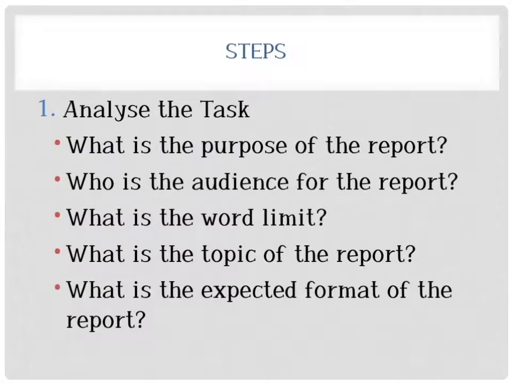Okay, next we come to the steps in writing a research report. Step 1 is analyze the task. As with any assignment task, you must first analyze what is expected of you. This involves careful reading of the assignment task as outlined in your course information book. You may find the following questions useful when analyzing the task. The first one is, what is the purpose of the report? And then who is the audience for the report? What is the word limit? And then what is the topic of the report? And what is the expected format of the report?